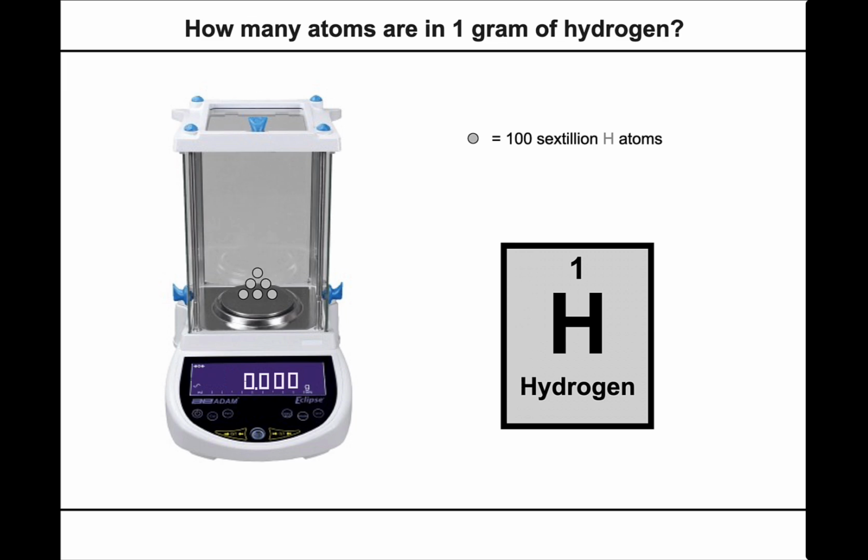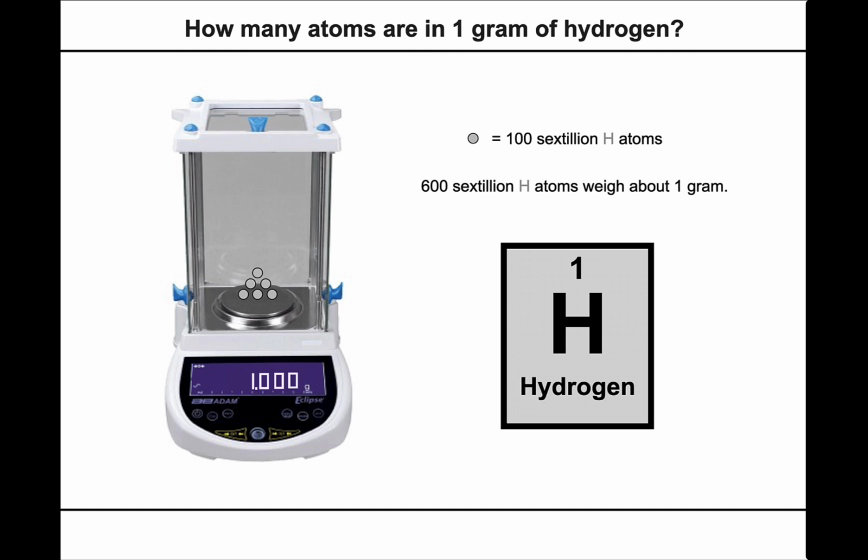It turns out that 6 of these little gray circles, which is equivalent to 600 sextillion hydrogen atoms, weighs pretty much 1 gram. So whereas before we had a Skittle that weighed a gram, now we have 600 sextillion hydrogen atoms that weighs a gram. You may want to write this down: 600 sextillion hydrogen atoms weighs about 1 gram.